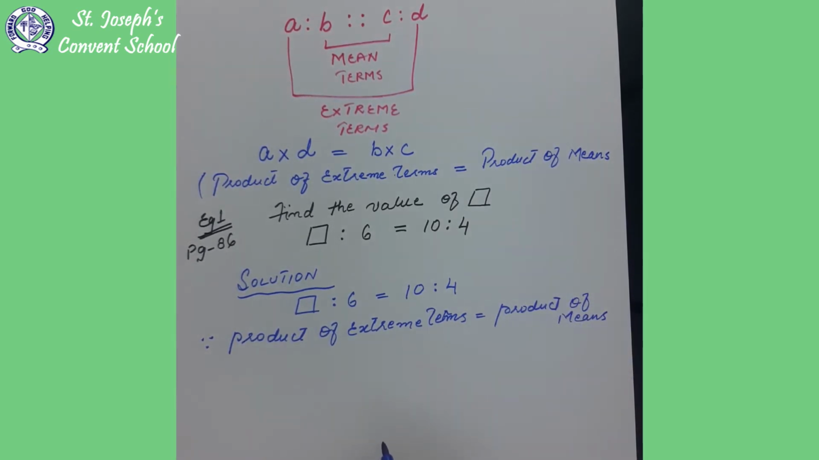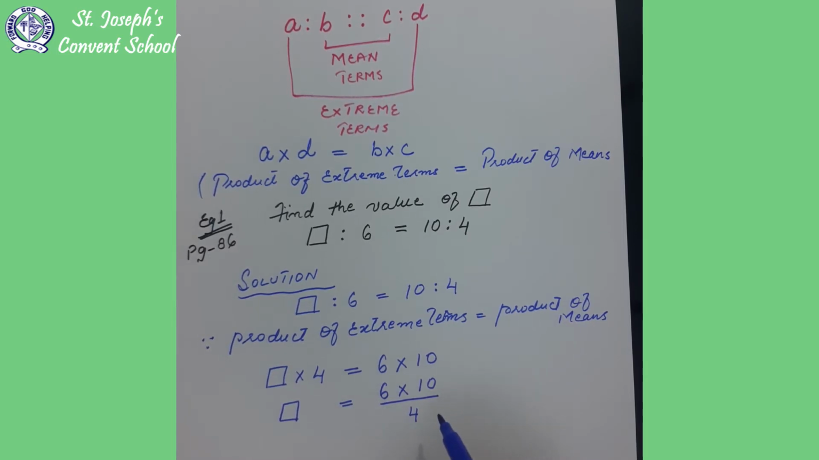So for the product of extreme terms, we multiply the first and last terms. First term is box into last term is 4, equals the product of means, the middle terms, 6 into 10. Now the box is the unknown value, so the box will remain here. 4 is multiplying here, so we will shift it to the other side. After the equals sign you will divide. Multiplication changes into division. So 6 into 10 divided by 4.